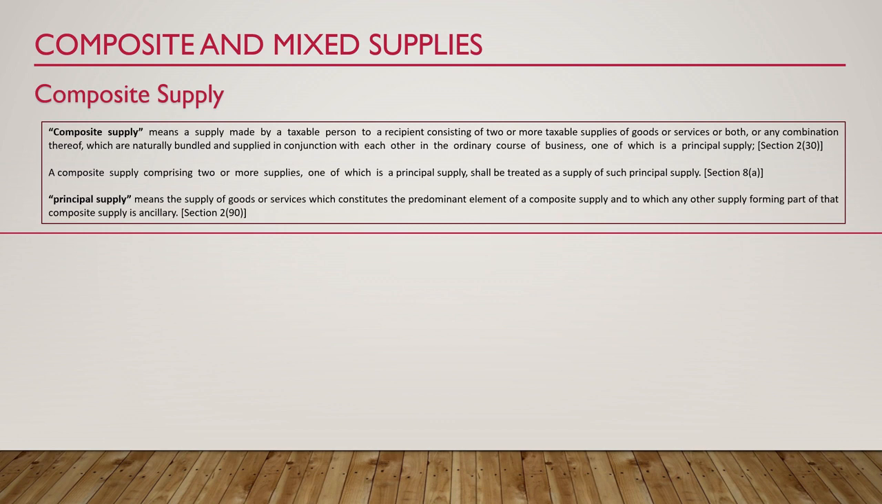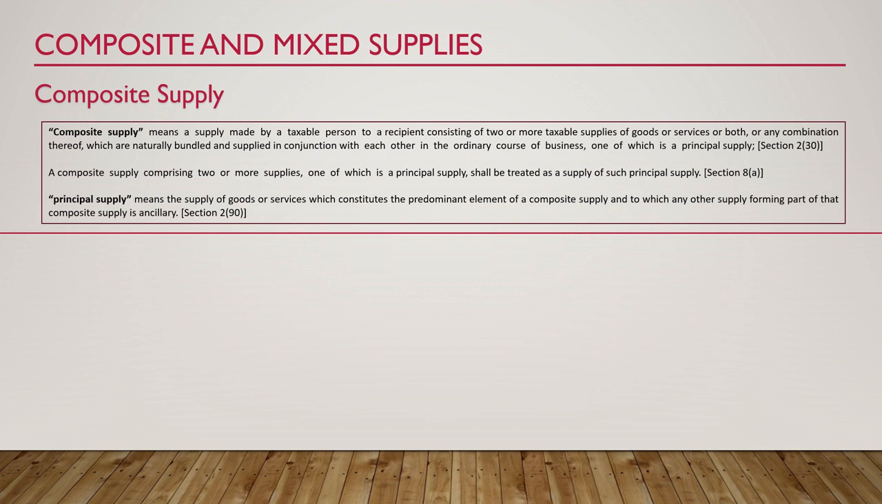The same provision is being copied here and says that when a composite supply takes place, that is naturally bundled in the ordinary course of business, whatever is the predominant element, which was the essential character back then, the same predominant element right now, which is the principal supply, tax this entire transaction as a principal supply only. Ignore the remaining ancillary supplies. Do not worry about them. So this entire transaction should be classified as the principal supply.